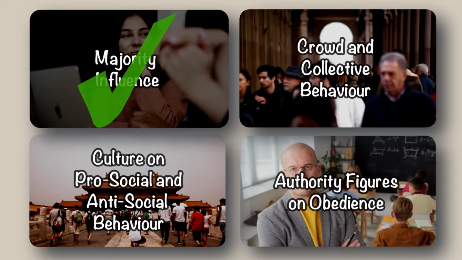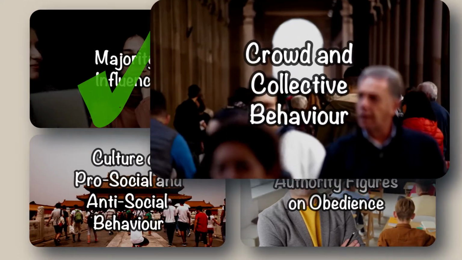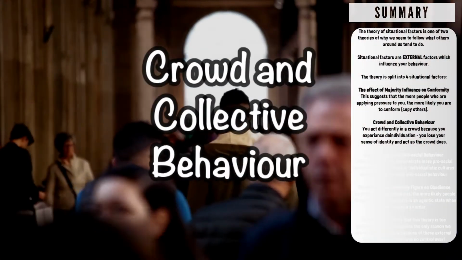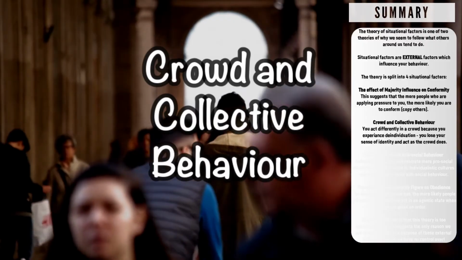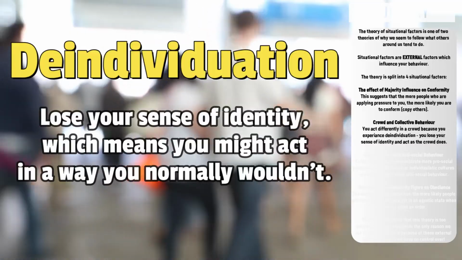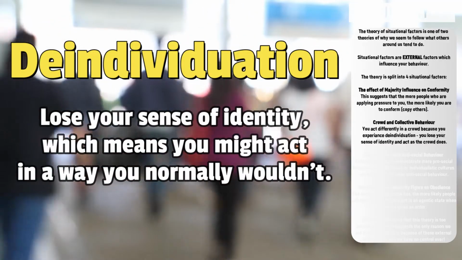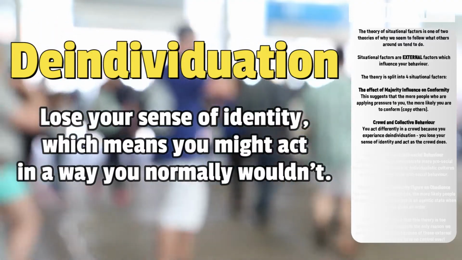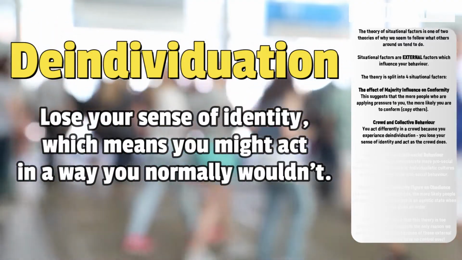Now, the next situational factor we're going to talk about is the effects of collective and crowd behaviours. This is how people change their behaviours just because they're in a crowd or in a collective environment. Now, for this, the most important thing you need to know is that de-individuation tends to happen. The word de-individuation simply means that people lose their sense of identity. So you'll do things that maybe you normally wouldn't do.